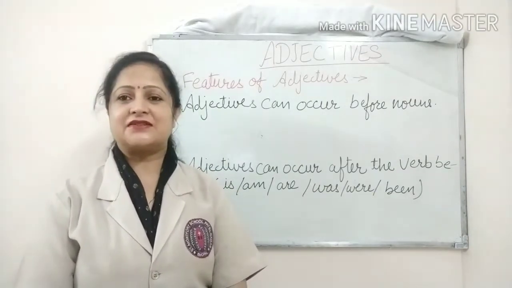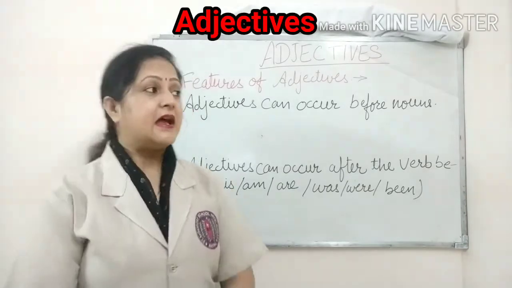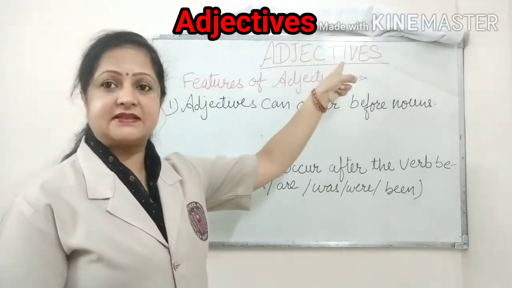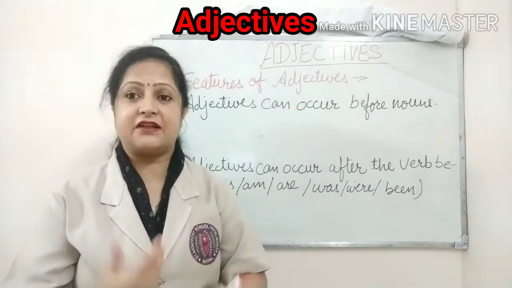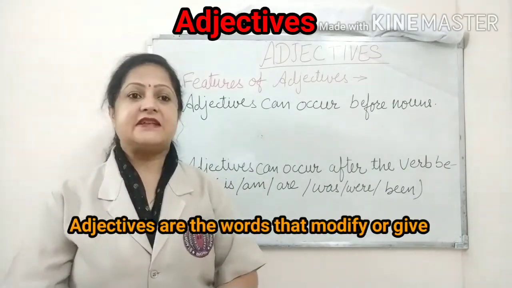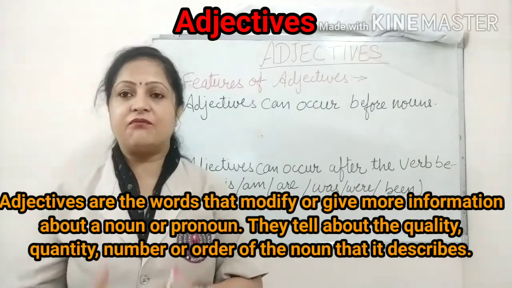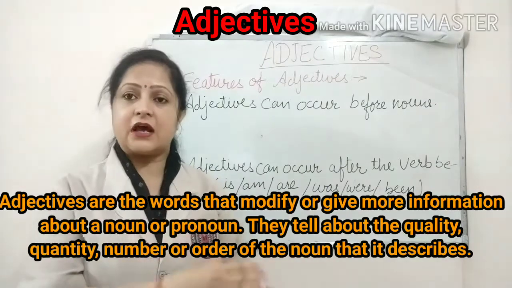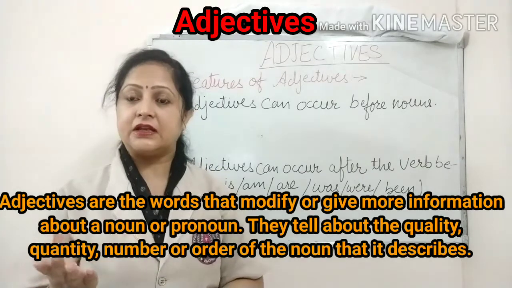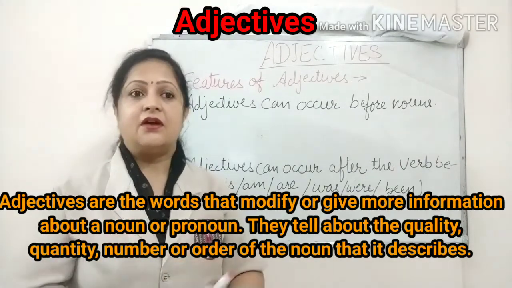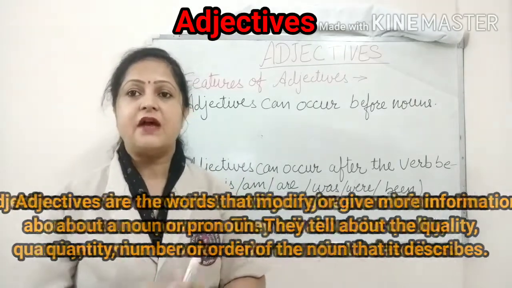So today we are just going to start with our next chapter of grammar, that is our 7th chapter, Adjectives. Before we start the chapter, we should know what is an adjective. Adjectives are the words that modify or give more information about a noun or pronoun. They tell about the quality, quantity, number or order of the noun that they describe. So this is the definition of adjective.